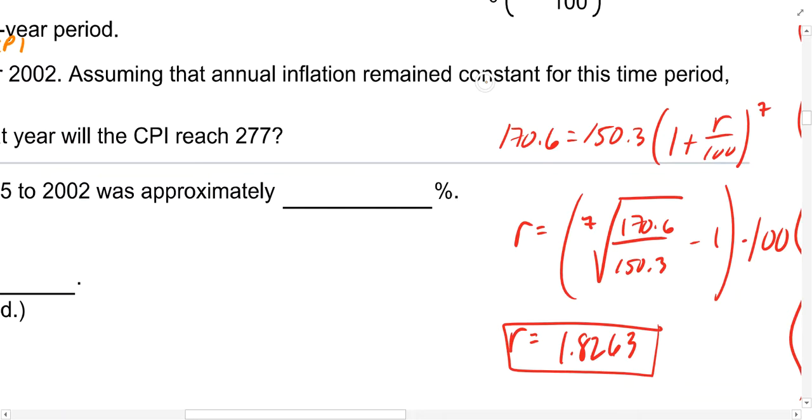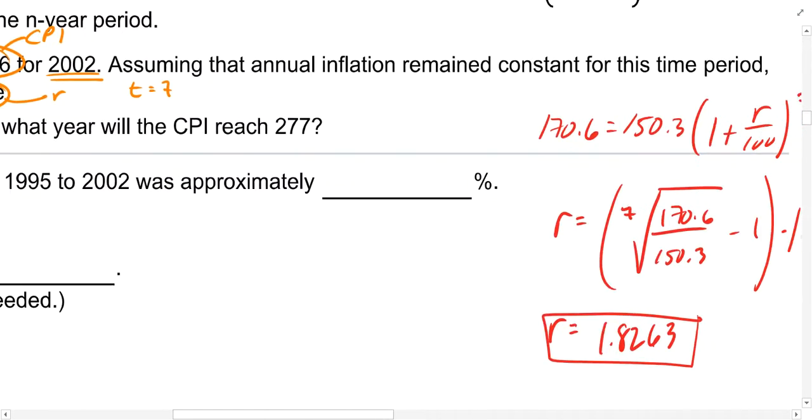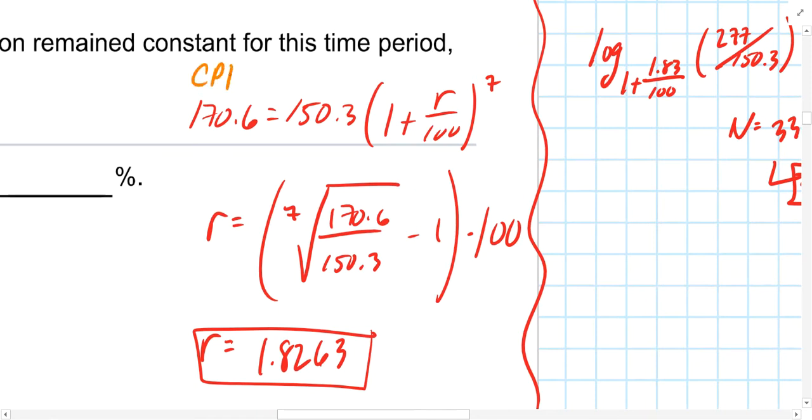We can assume that the inflation rate remained constant, so we're solving for just a single R value. That's what we're going after here, R. You do have to read between the lines a little bit. The amount of time that passes from 95 to 2002 is 7 years, so our T value is 7. So knowing that CPI is 170.6 and CPI naught, or sub-zero, is 150.3, and our T value of 7, we've now filled in everything but one letter in this equation.